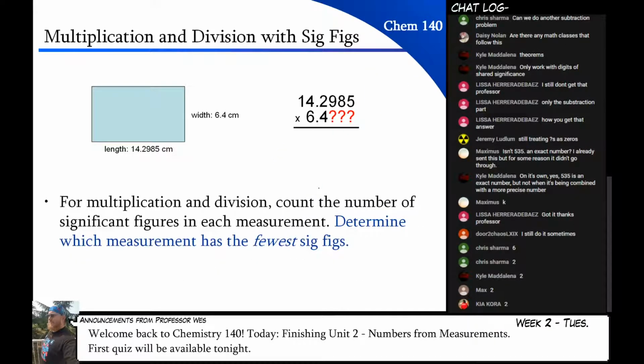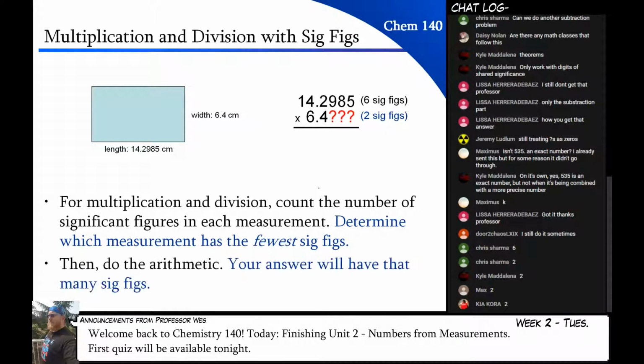All right, so here again are the rules. Whenever you do multiplication or division, you want to look at the number of sig figs in each measurement. Of those measurements, choose the one with the fewest sig figs. So again, we said that there were 6 on the top number and 2 on the bottom. Your answer will have the fewer of those sig figs. So there's our number, but we decided it only gets to have 2 sig figs based on 6.4. So I round it to 2 sig figs.